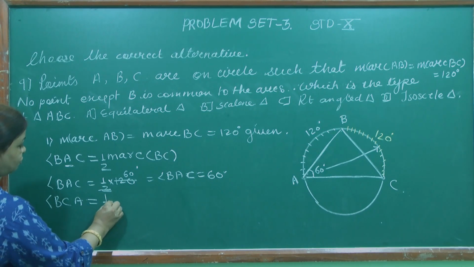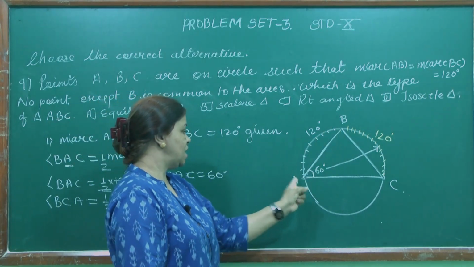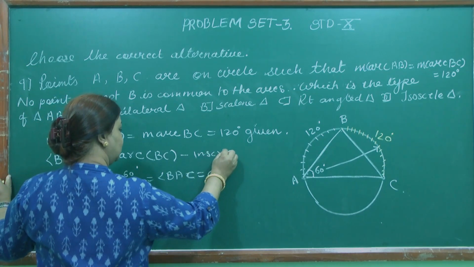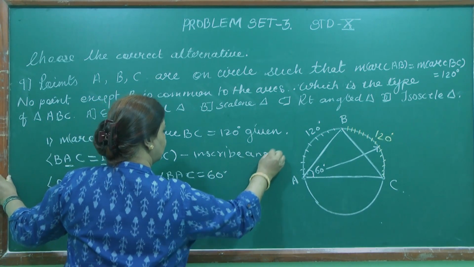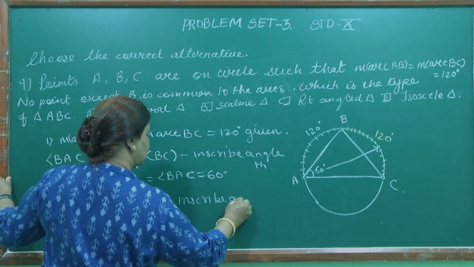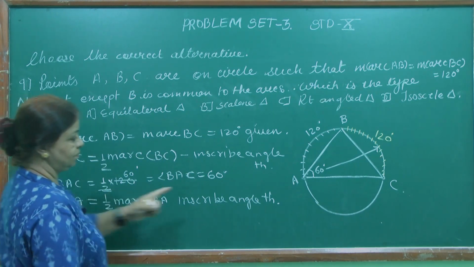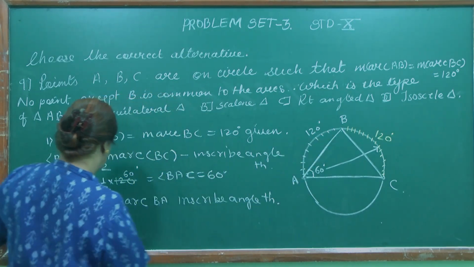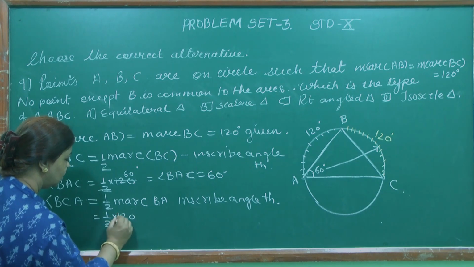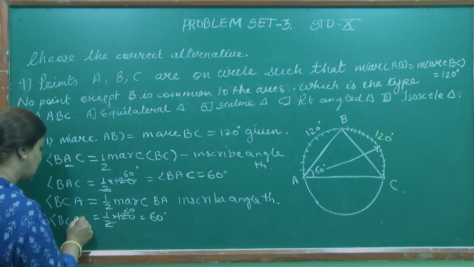Is equal to half of major arc BA, and the reason will be the inscribed angle theorem here. Same way, inscribed angle theorem. Major arc BA is how much? 120 degrees. I can write half of major arc BA is 120, 60 degrees, that is 60. So, angle BCA I got 60 degrees.